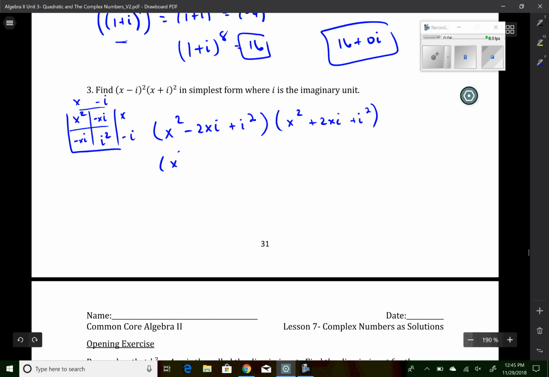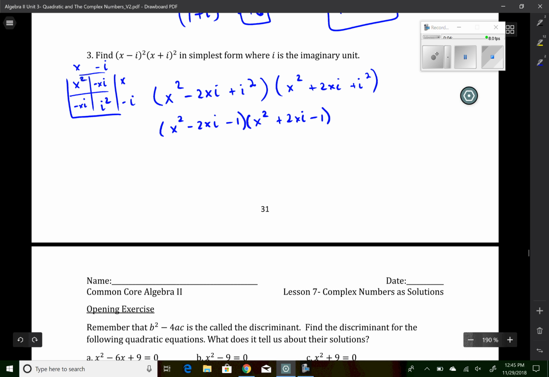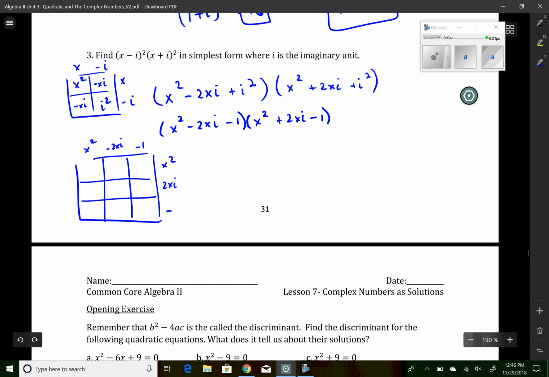Before I do this multiplication, however, I want to simplify some stuff. That becomes minus 1. So then I probably want to set up some boxes here. So I'm just putting my boxes in here. So I have x to the 4th. I have 2x cubed i. I have negative x squared. I have negative 2x cubed i. Those cancel.